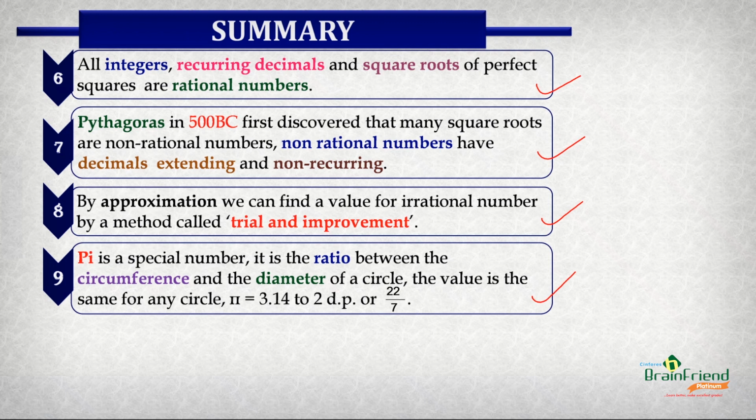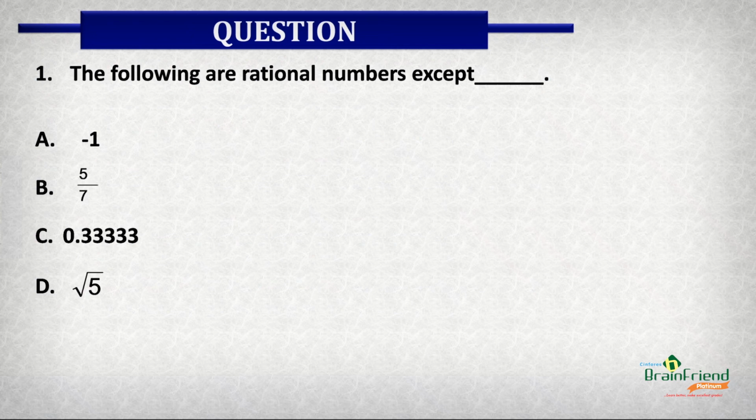I'm sure you know what time it is. It's test time. Question 1. The following are rational numbers except dash. A, -1. B, 5/7. C, 0.33333. Or D, √5. The correct answer is option D, √5.